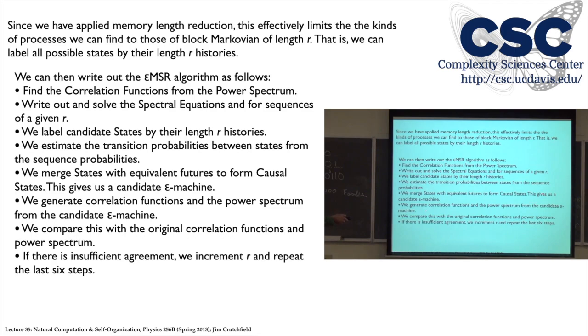Again, we do the merging just like you do in regular computational mechanics, and then from here on, we just use our candidate or reconstructed epsilon machine to calculate correlation functions and power spectra. Then we compare them with the original correlation functions and power spectrum to see if we get the same thing. If we don't get sufficient agreement, and however you wish to define sufficient, I'm going to leave that very vague here, but there are natural ways to define this, if you're not happy with your answer, you can increment and do it for a larger R.